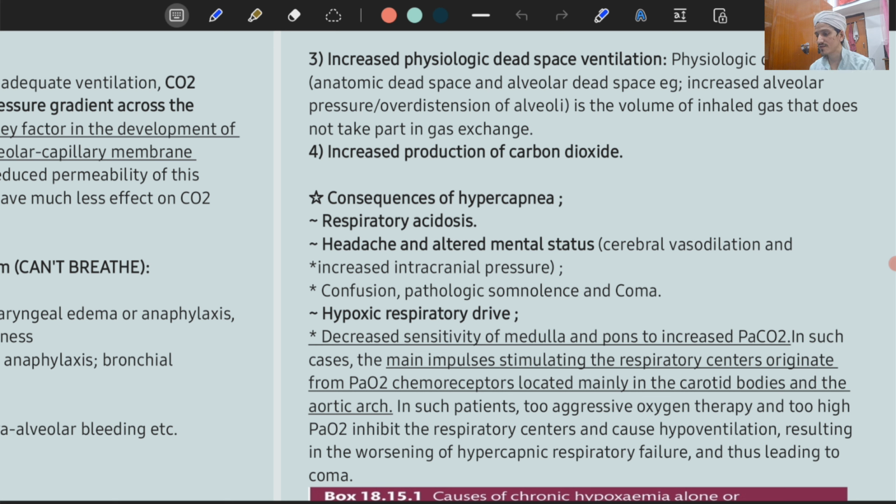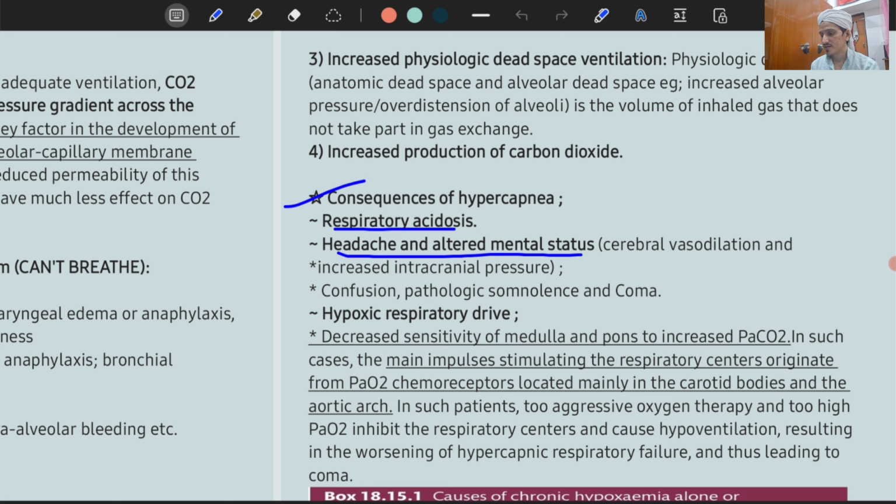What are the consequences of hypercapnia? Respiratory acidosis, obviously. This you should remember. There will be headache and altered mental status. Why? Carbon dioxide will cause vasodilation, so there will be cerebral vasodilation and increased intracranial pressure because of the vasodilation. That's why the mental state will change. The patient may be drowsy, or agitated, when there is hypercapnia.